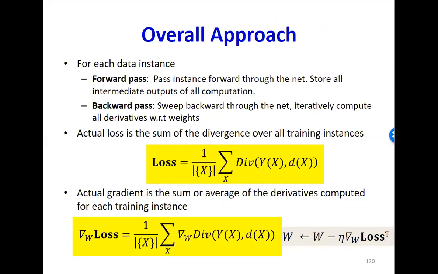So here is the overall approach for training. For each data instance, we're given a bunch of training instances. For each data instance, we're going to do a forward pass. First, Rashmi, can you pull up the poll for the max function?